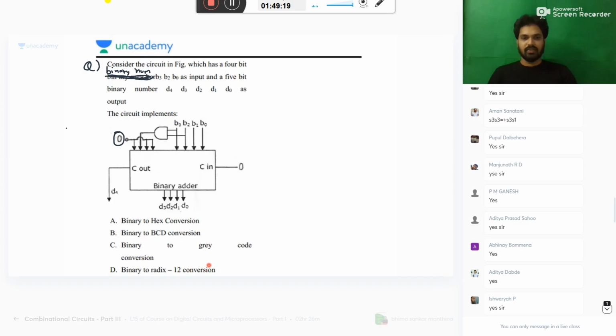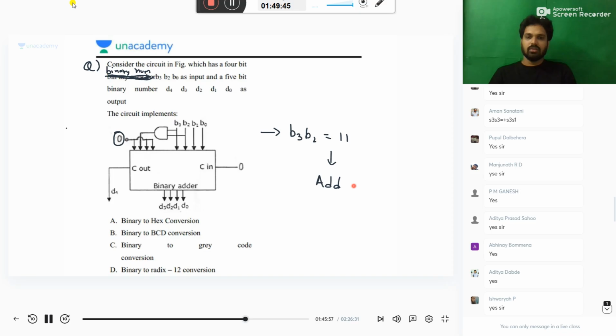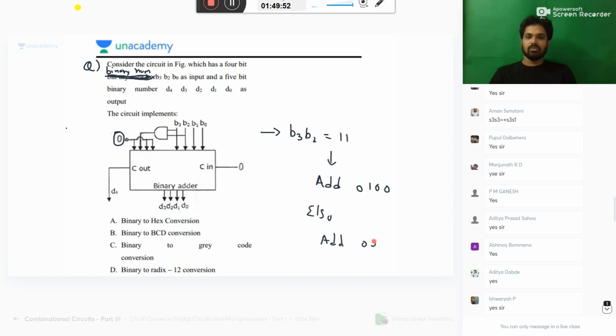Now, after this question and the previous case, you will be able to answer this easily. I will explain a little more. When B3 and B2 are both ones, the AND gate will add 1 here, and 0, 1, 0 is 4. Write this point, then answer. When B3, B2 equal 1, 1, then add 0, 1, 0. Otherwise, add 0, 0, 0.